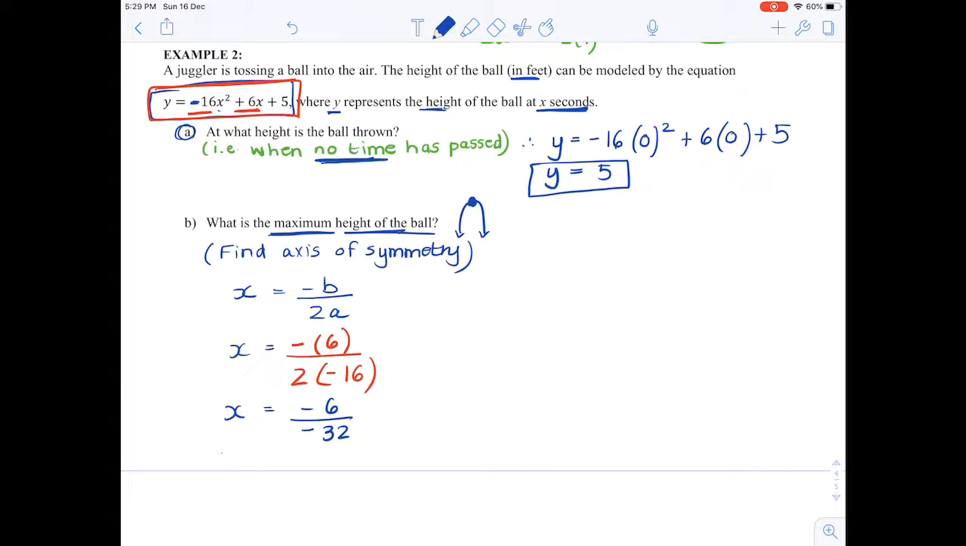If you put that into your calculator, because that isn't really a realistic answer when we're talking about time or seconds, if you put that into your TI, you should get 0.1875. So 0.1875 is the time; the maximum height of the ball will be reached after 0.1875 seconds. Now remember, once you have the axis of symmetry, you substitute that back in.